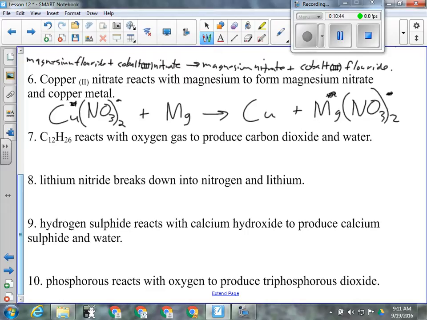Okay, so we said that was a single replacement reaction. Do I need to do any more balancing? Nope, it's already balanced. There's 2 nitrates on each side. There's 1 magnesium and 1 copper. Okay. All right, I'll give you a few more minutes on those ones, and then we'll... Yep, do them all.